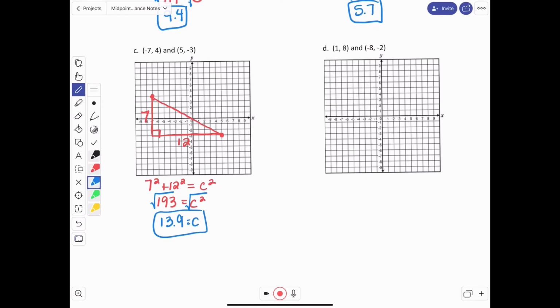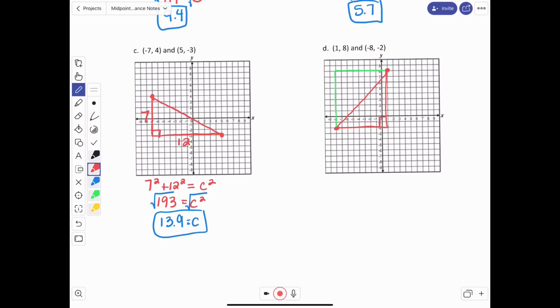Okay. So for the last one, when we plot our points, we plot 1, 8, and -8, -2. Okay. And you can connect your triangle. So like you could connect it, going across this way. Okay. You could have also connected it, if you wanted to, going this way. It doesn't matter. Either way you want to do it. Okay. So I'll just do it this way, because either way is going to give you a right triangle.